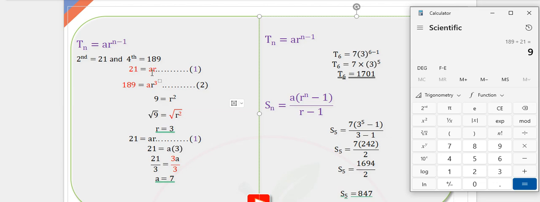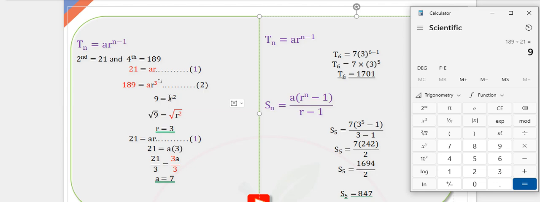And then we are cancelling A and R, and R to the power 3 divided by R leaves R squared. So it will be 9 equals R to the power 2. Remember, we are looking for the common ratio, not the common ratio squared.